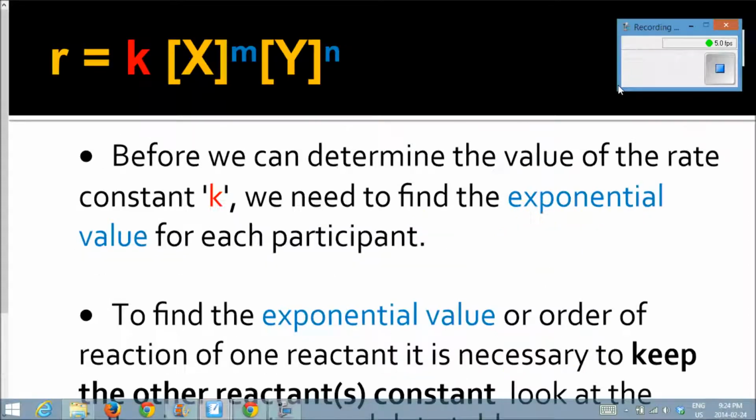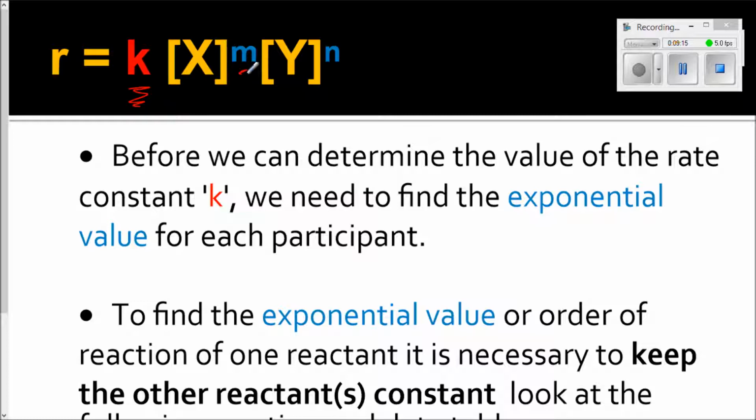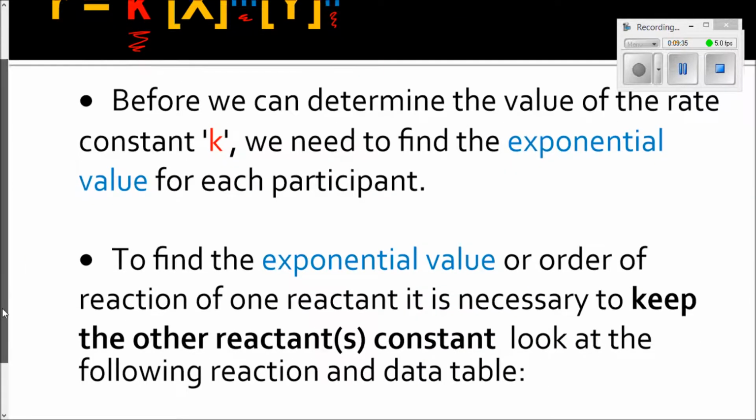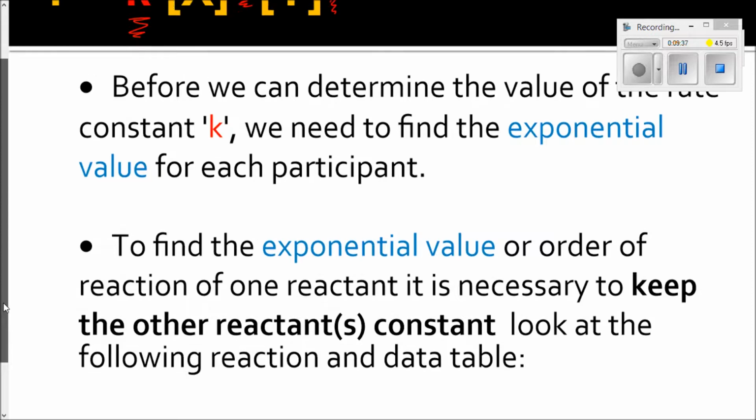Okay, let's finally discuss how we're going to find this rate law. To find the rate law, you have to find K, you have to find M, and you have to find N. So what it says down below here, before we can find K, we have to find M and N. And the way we find M and N is we do it from experimental data. So the question will always give you some data to find M and N. So you have to look at a data table to find it. The questions will always have it in it.